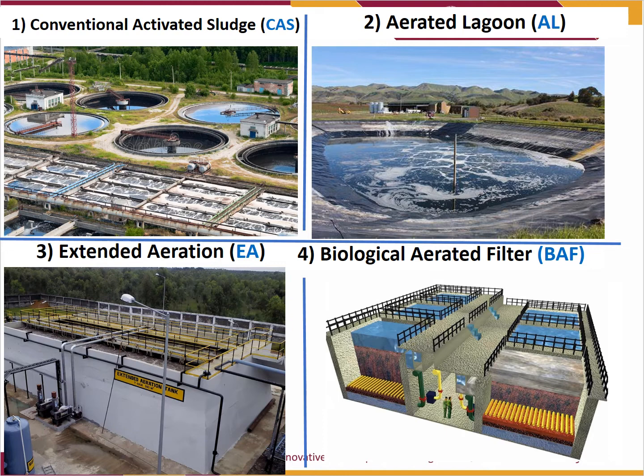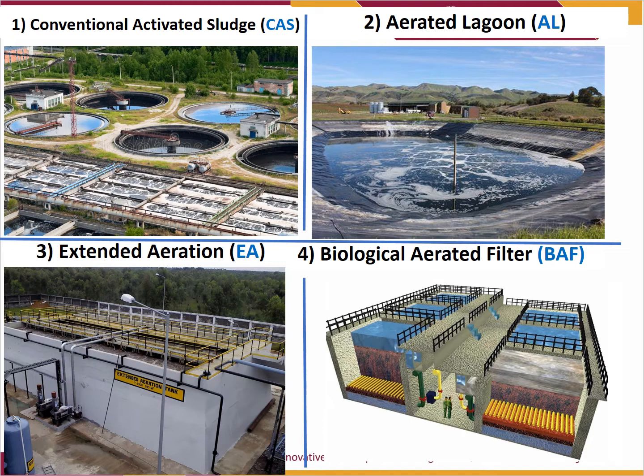So this is conventional activated sludge. Usually there is a series of round ponds like this. This clarifier removes the pollutants, the soluble ones or the solids, from the wastewater. The lagoon is quite similar to conventional activated sludge. You make use of a large lagoon and just rely on the aeration to reduce the pollutants.